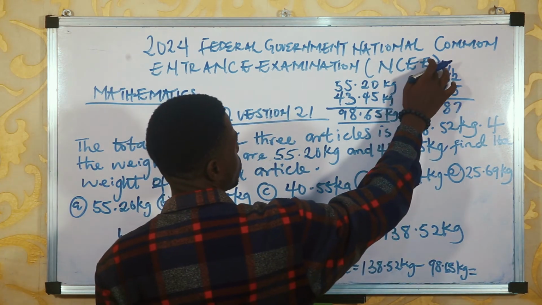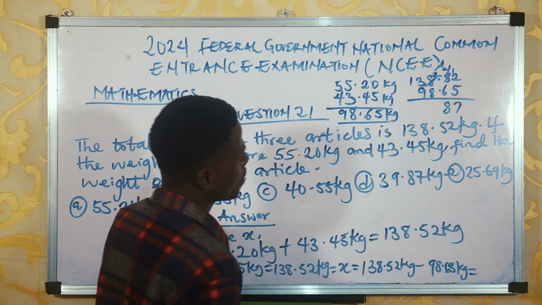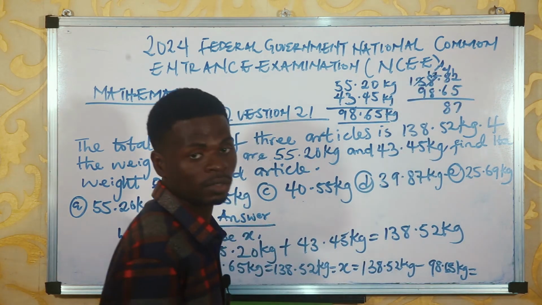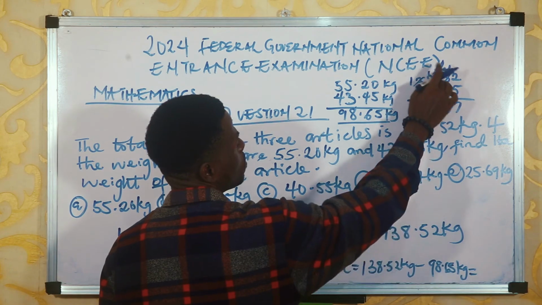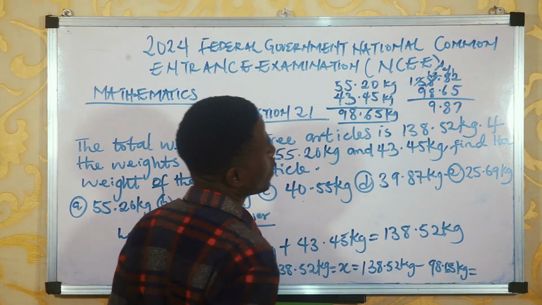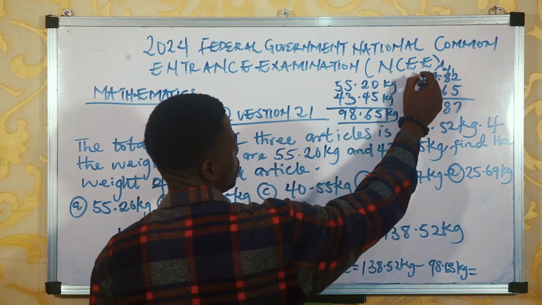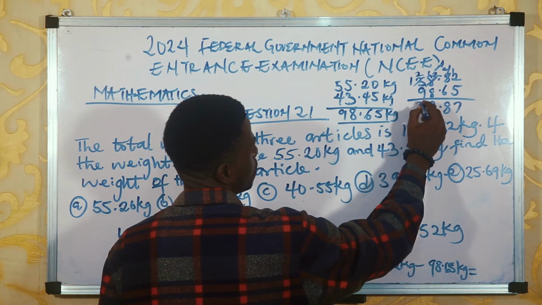This one remains 7. There's no way 7 can minus 8. So we bring 1 from this one, it becomes 17. Take note of that. So 17 minus 8, put your point here. 17 minus 8 gives us 9. Now, this one remains 12. 12 minus 9 will now give us 3.